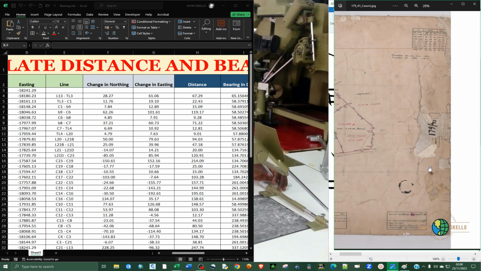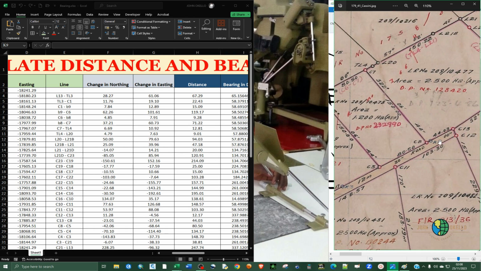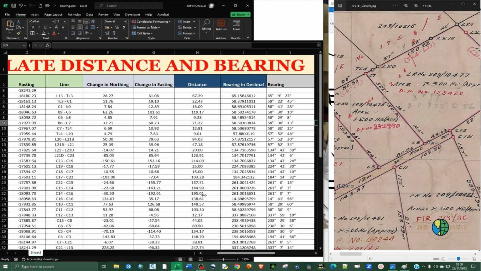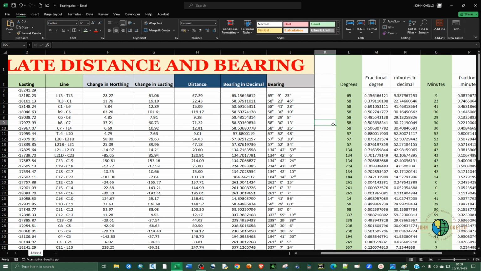From C10 to C11, from this survey plan, it is 58 degrees, 30 minutes and 0 seconds. And according to our formula, C10 to C11 is 58 degrees, 29 minutes and 60 seconds. So if you convert these 60 seconds to minutes, it becomes 1 minute. Add this to 29 and it becomes 30 minutes. So it's perfect: 58 degrees, 30 minutes, 0 seconds. You can see that our calculation is very accurate.